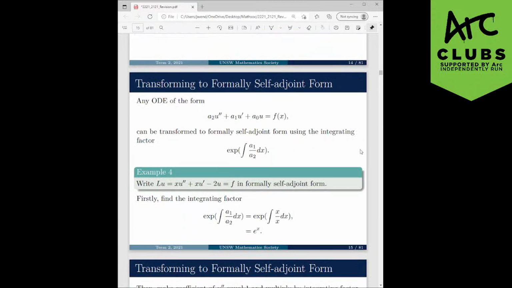What you need to do is use the integrating factor method. The integrating factor here will be e to the power of the integral of a1 over a2 with respect to x.